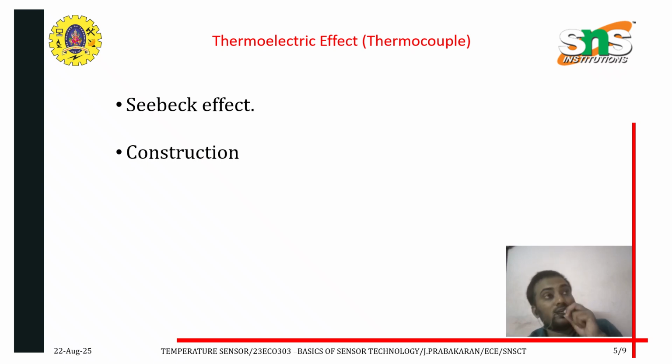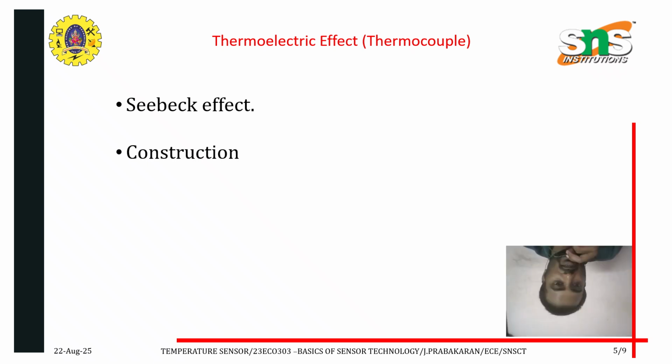Next one is thermoelectric effect. The principle behind the thermocouple is the Seebeck effect. What is the Seebeck effect? When two wires of different, dissimilar material are joined at two junctions, and these junctions are at different temperatures, voltage is generated within the circuit. This voltage is directly related to the temperature difference between the junctions. The greater the temperature difference, the larger the voltage. This is the Seebeck effect.